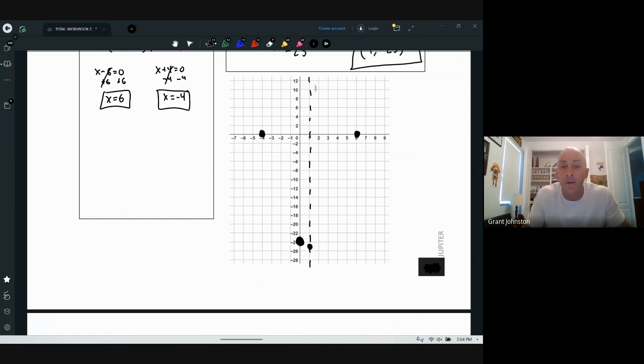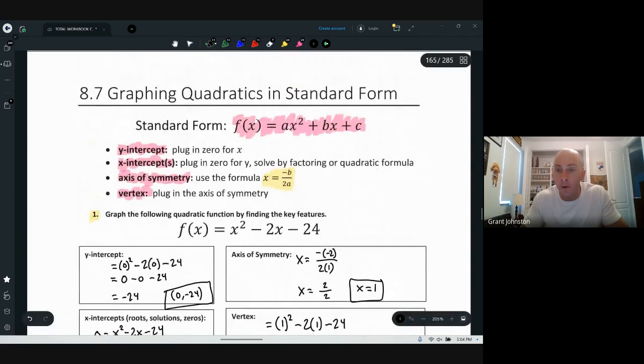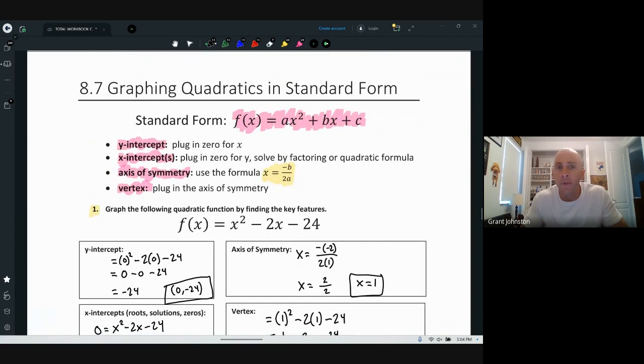Now what I like to do sometimes is draw a little symmetry point from a y-intercept. So there should be a point here as well because it's symmetrical across the axis of symmetry. And there it is, a very pretty symmetrical parabola by finding the key features. So always refer back to these notes up here if you don't remember how to find the key features.